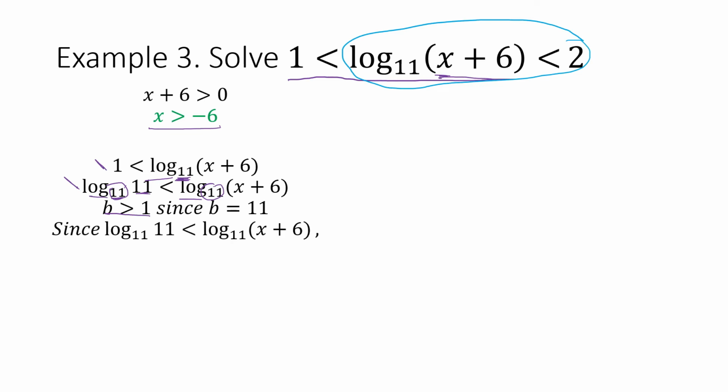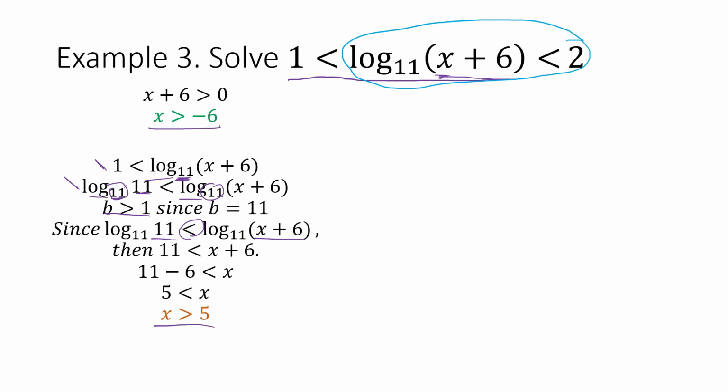Since the given is logarithm of 11 to the base 11 is less than logarithm of x plus 6 to the base 11, then when we consider these anti-logarithms only, the inequality symbol will be retained. That is, 11 is less than x plus 6. From here, we'll be able to solve for x by adding negative 6 to both sides. Then we know that 5 is less than x. Simply put, x is greater than 5. So that is another solution we will consider later.